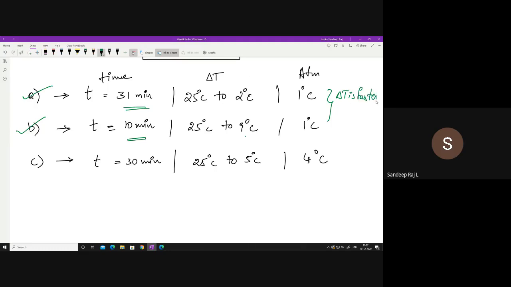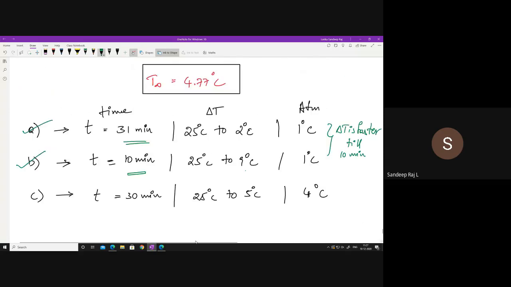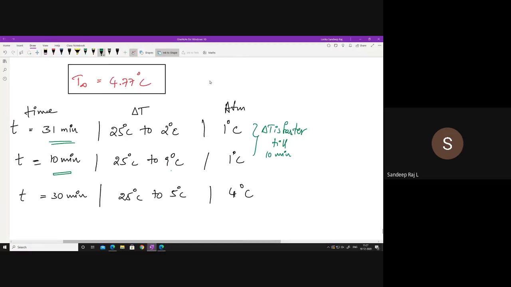Delta T is faster till 10 minutes. And after 10 minutes, the rate of cooling has decreased. See, you can understand it very easily.